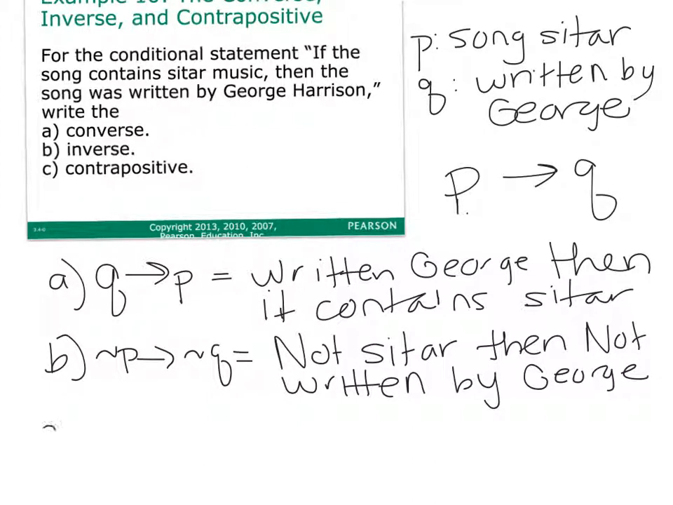And then last but not least, you have your contrapositive. On the contrapositive, you need to change the order of P and Q, and you need to negate both of them. So you'll have it, if not Q, then not P. Again, if you were going to say that in words, you would say, if the song is not written by George, then the song does not contain sitar. Okay, guys, good luck on this section's homework.